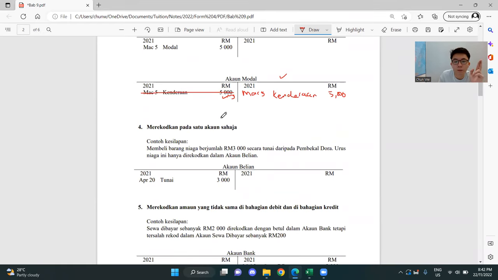Okay, now number four, merekodkan pada satu account sahaja. Okay, so contoh, membeli barang niaga berjumlah RM3,000 secara tunai daripada pembekal Dolar. Okay, urus niaga ini hanya direkodkan dalam account belian. You see, so dia sudah tinggal another account. So now, in order to buat pembetulan, I have to buka account. Apa? Account you beli secara tunai, so I have to buka account tunai. Sorry, my word a bit off. Okay, but as long as you understand, that will be alright. So you debit your belian, then I have to credit, because when you beli, your wang keluar, so you credit your account tunai.